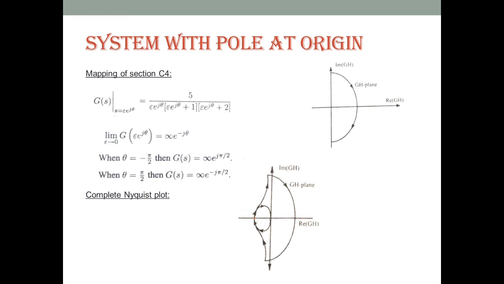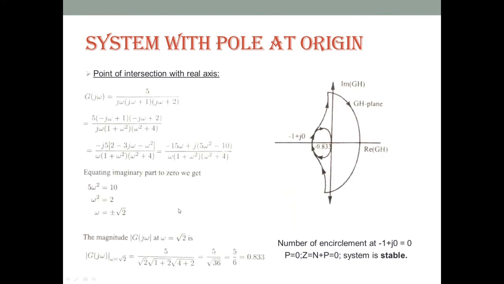Next we need to find out the stability of the system, whether the system is stable or not. To find out the stability, we need to find the point of intersection with the minus 180 degree line or the real axis. To find the point of intersection, again we divide into two parts, the real part and the imaginary part, and we equate the imaginary part to 0.